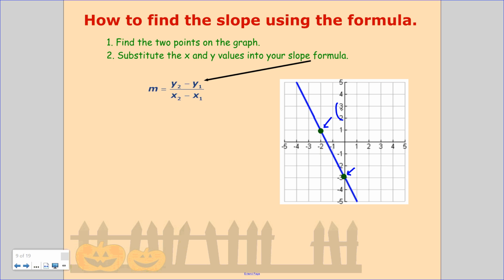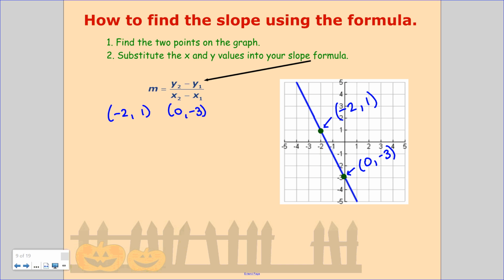So here's our first point. We have the point -2, 1. And here's our next point. We have 0 for our x and -3 for the y. Our 2 points, I'm going to rewrite over here. Let me note right here that it doesn't matter which order I put these points in. If I had put 0, -3 first and -2, 1 second, that would have been perfectly acceptable.